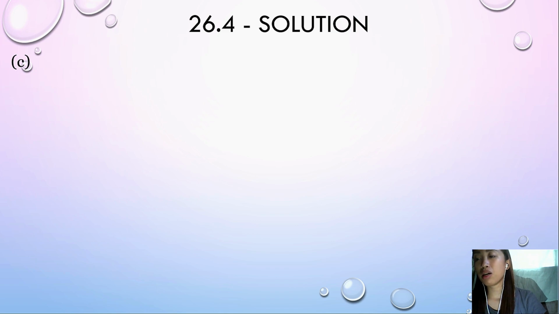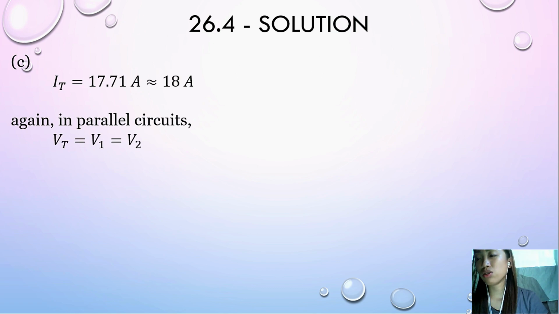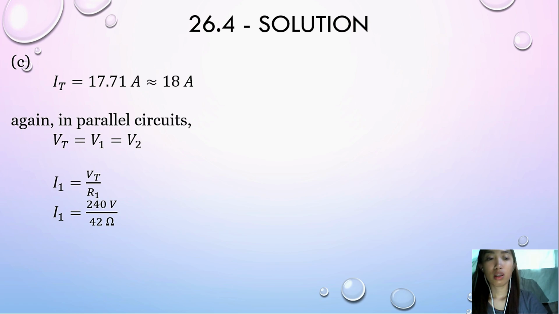In part C, we want to find the current in each resistor. So the result in part B represents the total current in the resistors, whereas the voltage across resistors connected in parallel is the same for the individual resistors R1 and R2. As we discussed in part B, the voltage is the same and V1 equals V2 equals 240 volts. So now let us use Ohm's law to get the current in each resistor as I1 equals VT over R1. Then plug the values. The current in the first resistor is 5.71 or 5.7 amperes.